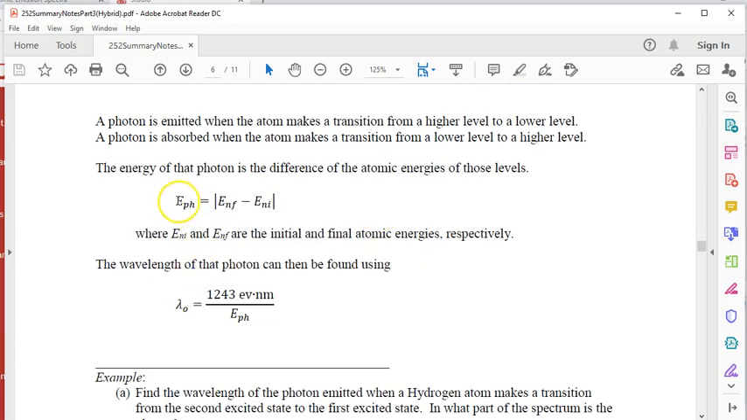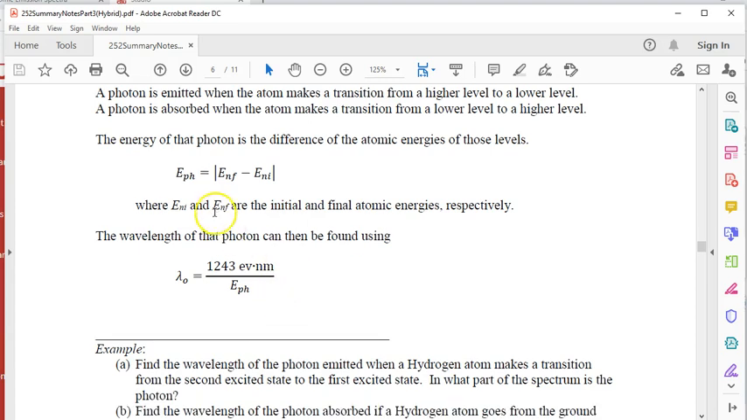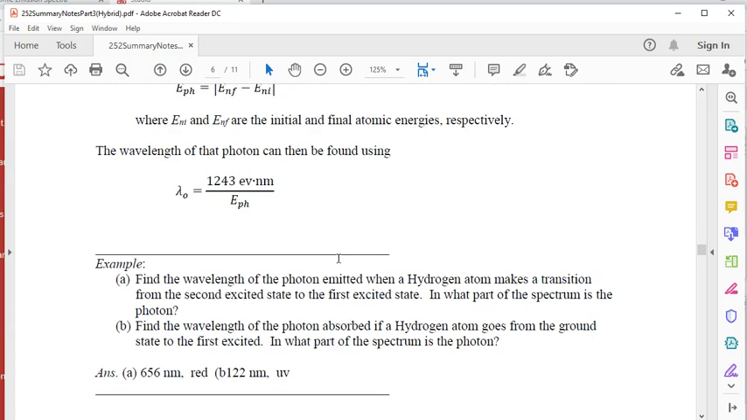Okay? And then once you know the energy of the photon, you can get its wavelength by just remembering that the energy of a photon is hc over lambda naught, or 1243 eV nanometers over lambda naught. So if you know the photon energy, you can use this equation to get the wavelength, or vice versa. You may be told that a certain wavelength is absorbed by the hydrogen atom, and you have to figure out what the energy of the photon is. All right, so let's do a numerical example right here.